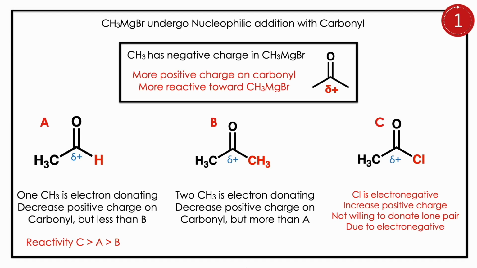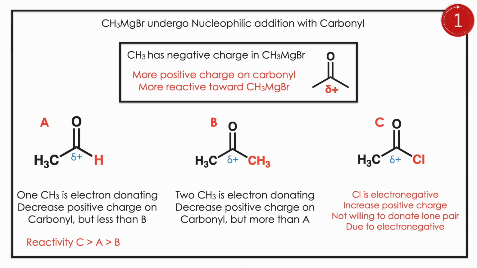To answer the question, you should know the fundamental. CH3MgBr mostly undergoes nucleophilic addition with carbonyl compounds. The Grignard reagent produces CH3 minus to add to the carbonyl. So the more the positive charge on the carbonyl, the faster the reaction will be.